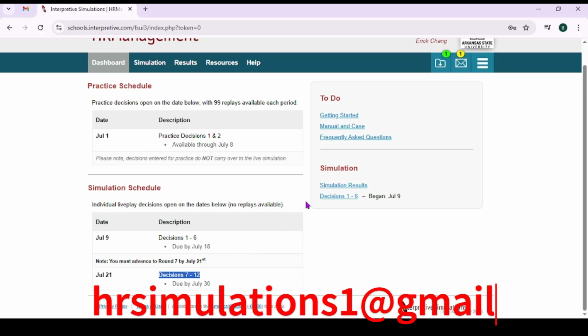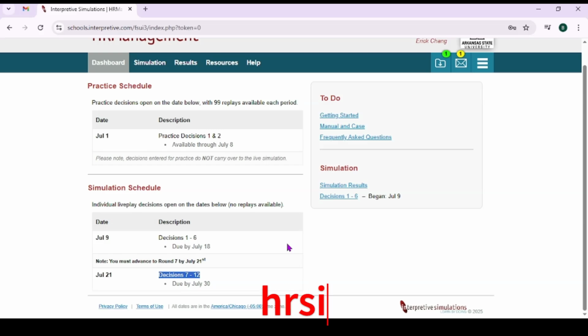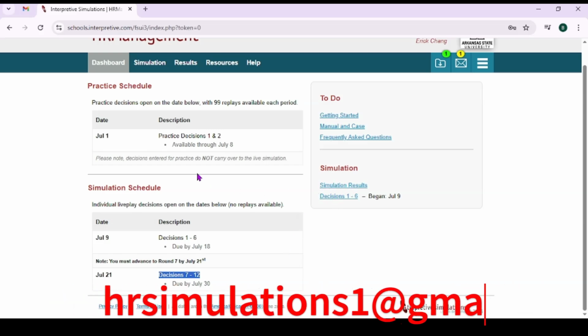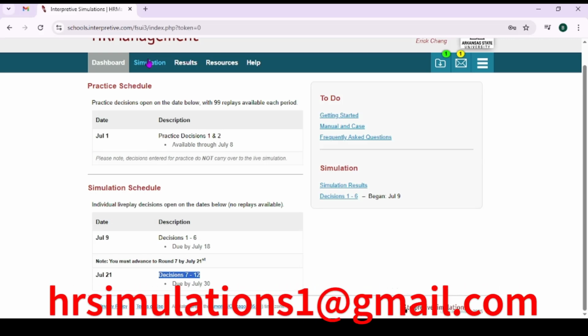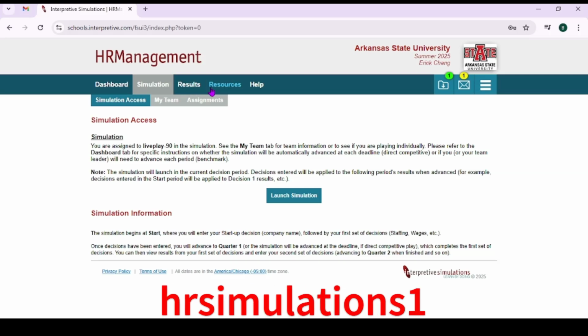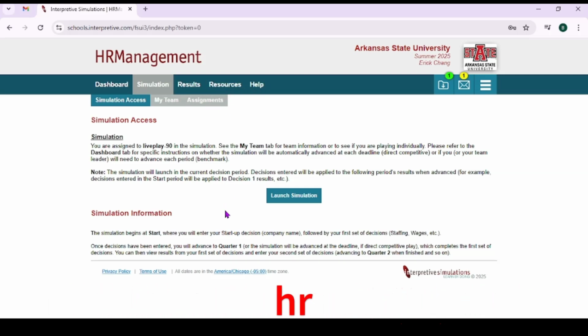So first things first, this is the homepage, and maybe you can see your due dates. Maybe you can also see the simulation results. Also, when you go to the next part, you can see the simulation, whereby you can launch the simulation. You can also see the results, resources, help, maybe your team, and the assignments.